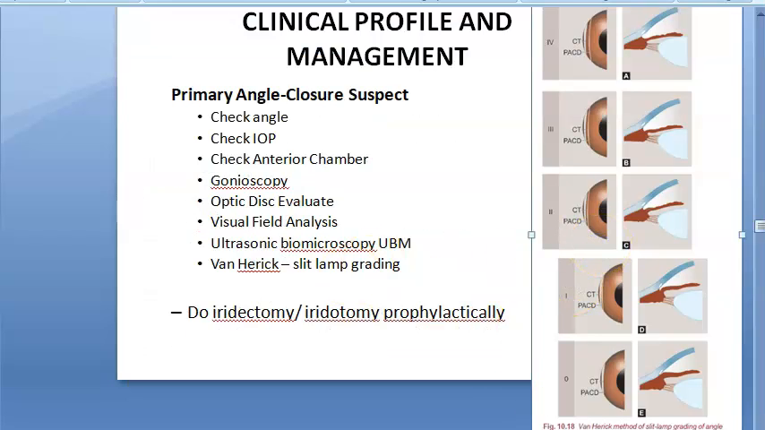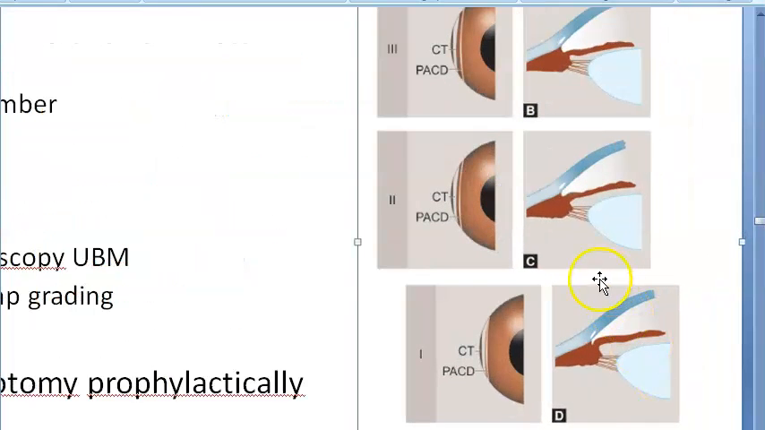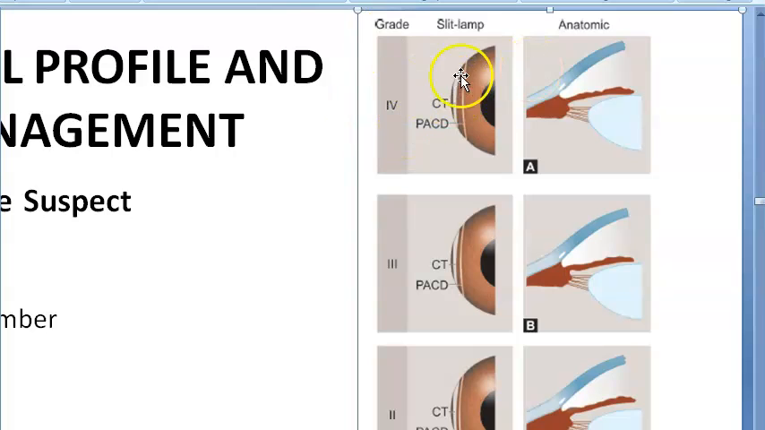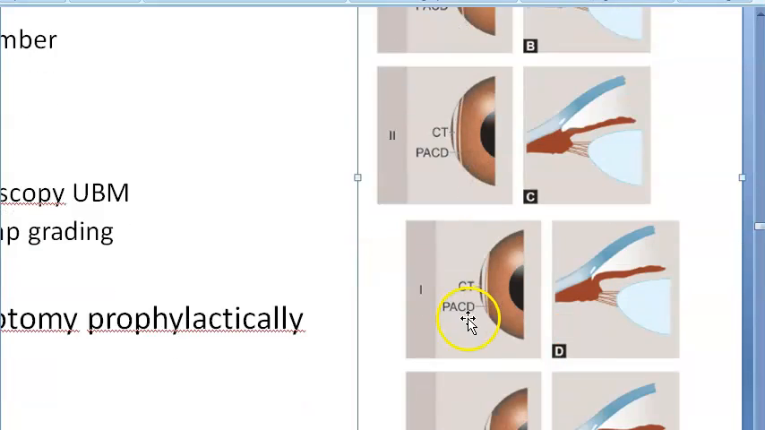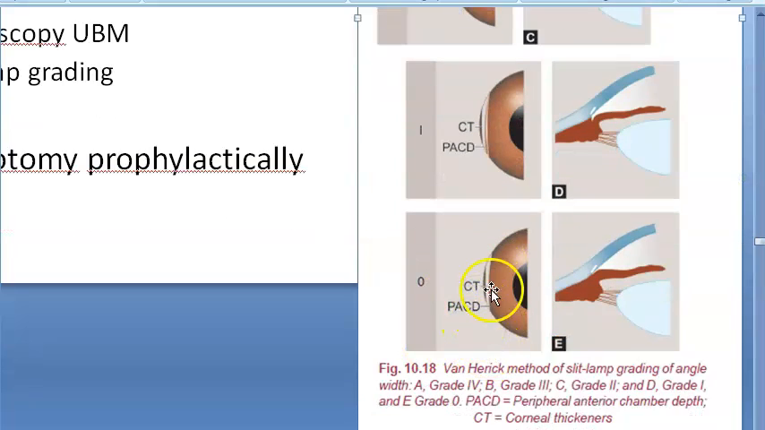Even the slit lamp can be used to check the angle and grade, okay? I mean to check the grading of the angle. That is the Van Herick method. Look at this. See this, this is grade 4 when the corneal thickness, and this one is the anterior chamber. These lines are far apart. It goes on becoming near, and when they overlap, it's grade 0. Grade 0 is where the corneal thickness line and the peripheral anterior chamber depth line have both become the same, right? So did you understand, guys?